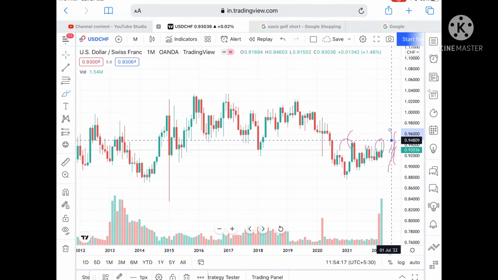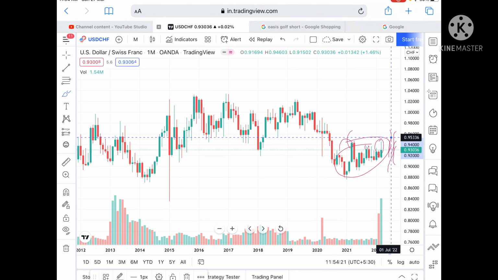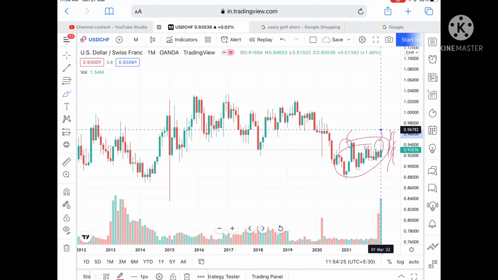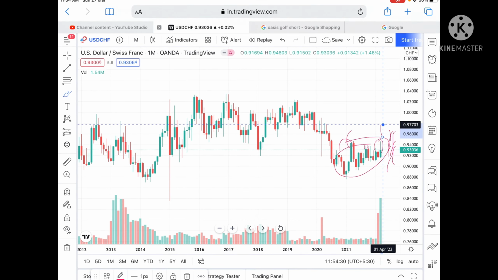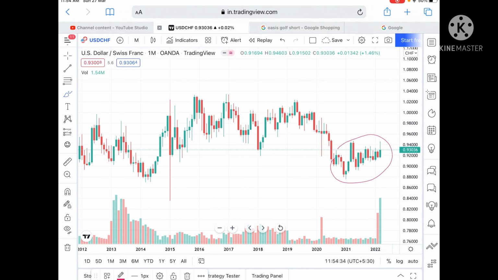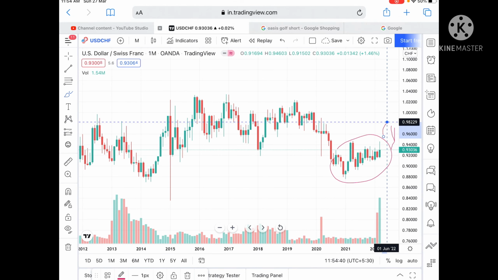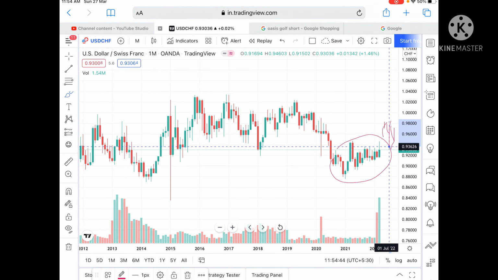Because once this level breaks upside, 0.94809, we can see it can move further upside towards a level of 0.96585, and from there we can see it can move further upside towards a level of 0.97703, because we have seen since 2021 it is in this particular zone. Once this zone breaks upside, if it goes above a level of 0.94612, we can see it can move further upside and can touch a level of 0.98229 also. But if this level doesn't sustain, we can see it will move again in this particular zone.